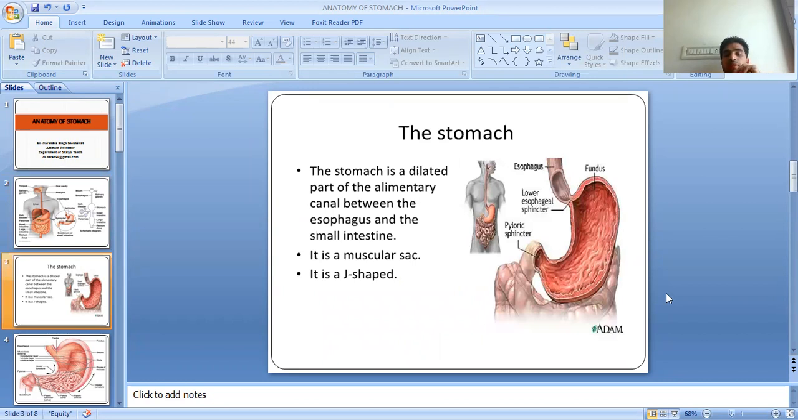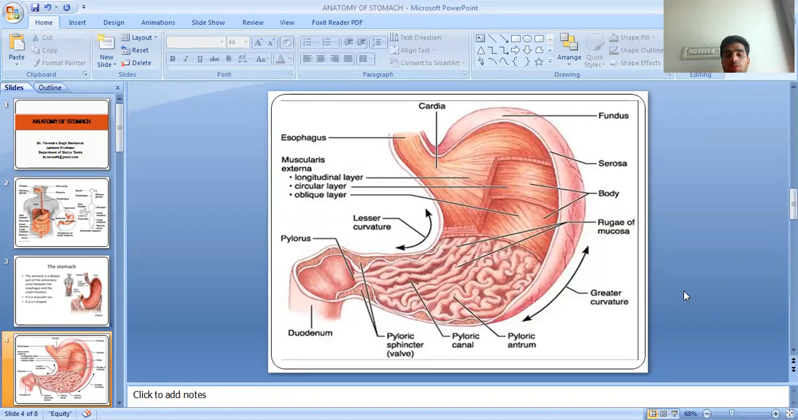The stomach is a dilated part of the alimentary canal between the esophagus and small intestine. Dilated part of alimentary canal means GIT canal. It is a muscular sac. It is a J-shaped structure, as you can see in this diagram. The upper part of the stomach connects to the esophagus, and the lower part of the stomach is connected with the small intestine, first part duodenum. Clear, students? This is the whole about the stomach.